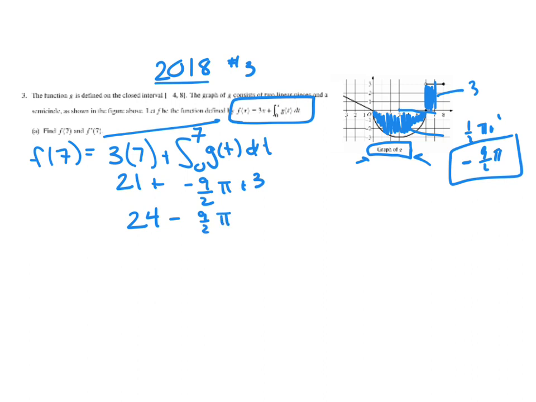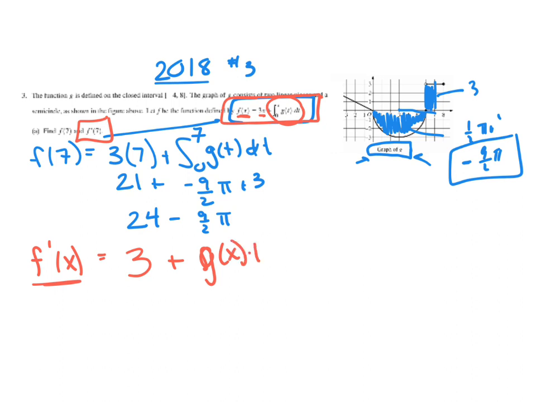Now they want us to find g prime of 7, or I'm sorry, f prime of 7. So I have to go to function f. So I'm not going to do f prime of 7. I'm going to find f prime of x first. So I'm going to go to function f and I'm going to carefully derive it. So the f of x becomes f prime. The 3x becomes just 3. And then again, we'll apply that second fundamental. So I'm going to get plus g of x times 1.